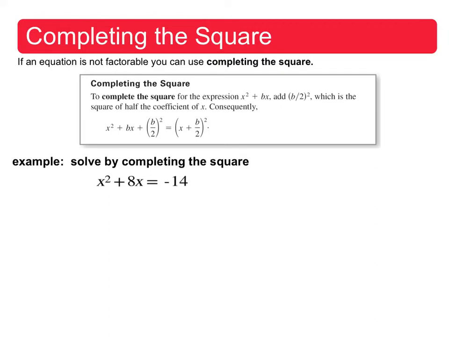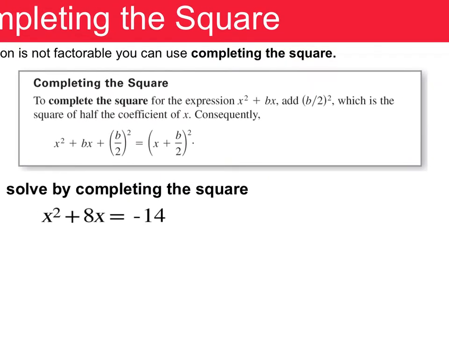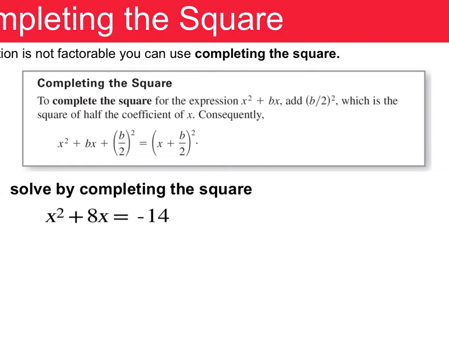Our next review for solving quadratics is going to be completing the square, and this is helpful if our equation is not factorable. And so to complete the square, we are going to add b divided by 2 squared, which is the square of half the coefficient of x. So here's a formula to go off of.